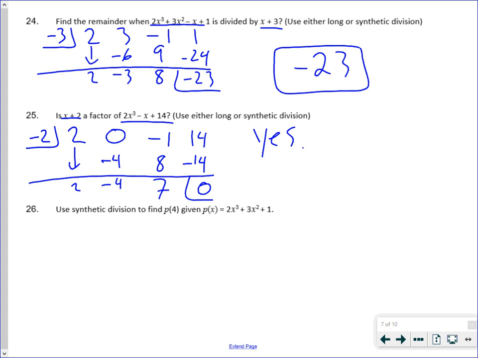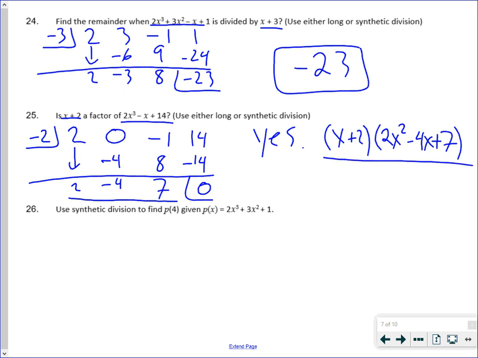And if we were to completely factor it out, we'll take that x plus 2 and multiply it by our quotient that we just got down here, the 2, negative 4, and 7, which gives us 2x squared minus 4x plus 7. Every time we do this, it's actually called the factor theorem. Remember, if you're dividing a polynomial by a binomial and you get a remainder of 0, that means that binomial is a factor of the polynomial. So that's our factor theorem.